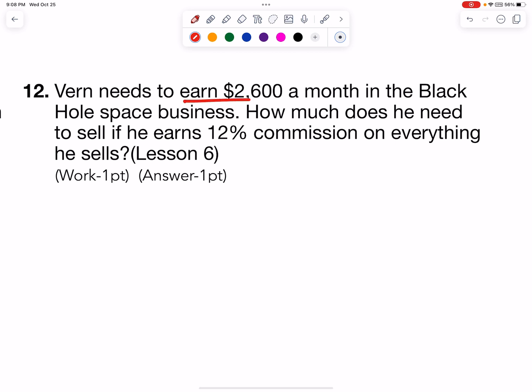So they're letting you now know what he needs to earn, what his commission reward needs to be. So this is my C for this. How much does he need to sell means I don't know my W, okay? But we do know the 12%, okay? So let's set up our percent equation for this one. It's out of 100. We know that he earns 12% commission, and that 12% needs to be $2,600. We just don't know how much the original is that he needs to sell to make that reward happen.